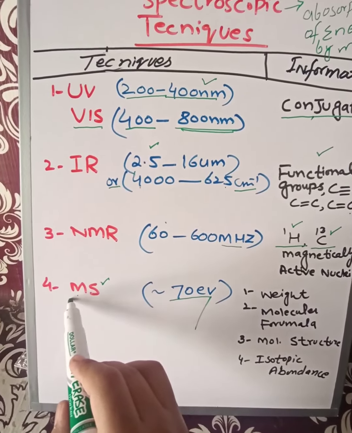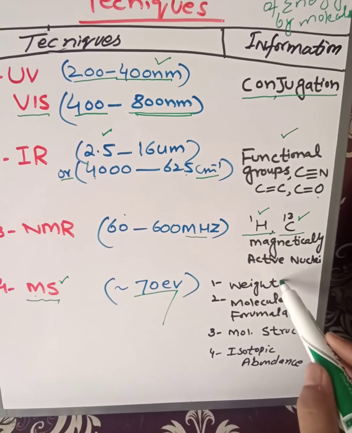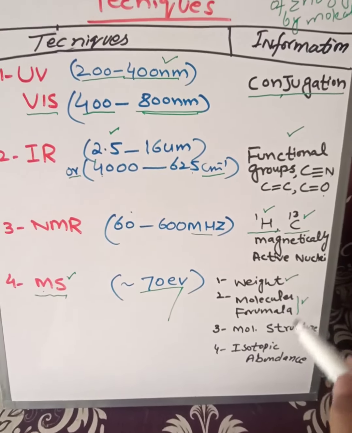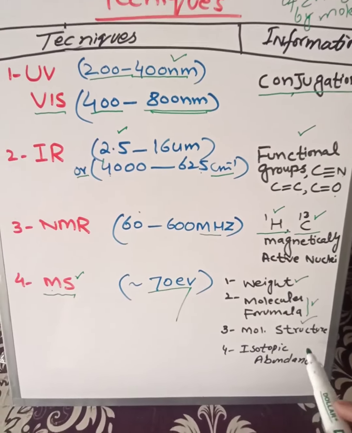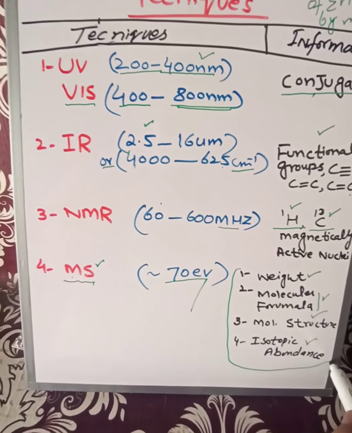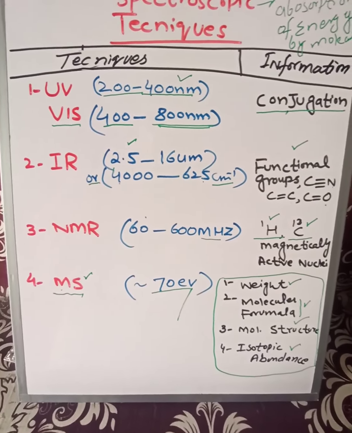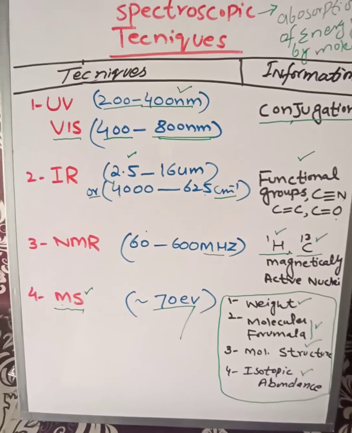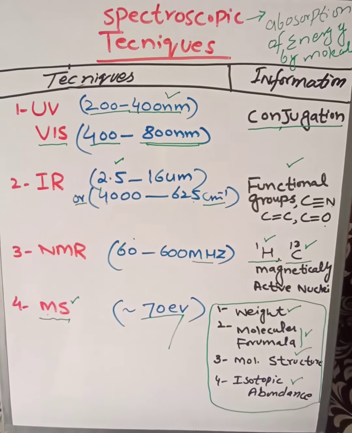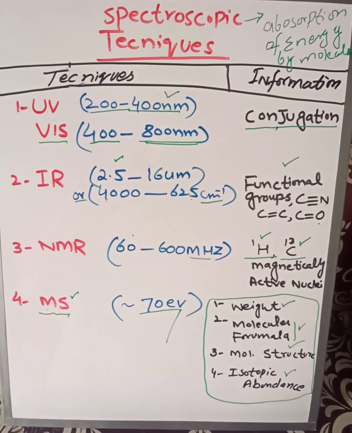MS, mass spectroscopy. Mass spectroscopy gives us information about molecular weight or molecular mass, molecular formula, molecular structure, and isotopic abundance. Four types of information we can get by using mass spectroscopy. Hence, these are all the spectroscopic techniques which are used in order to determine the nature of a molecule and additional information related to molecules.